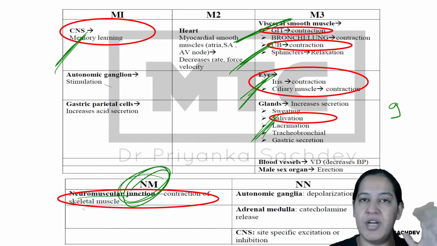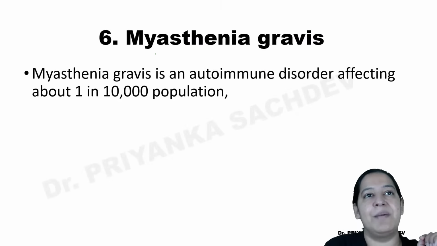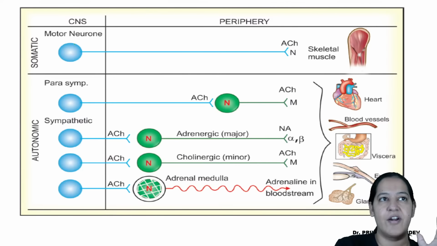So the neuromuscular junction causes contraction. You know contraction. So it is useful in myasthenia gravis. What is myasthenia gravis, by the way? Do you know what is myasthenia gravis? See the first diagram. See here.